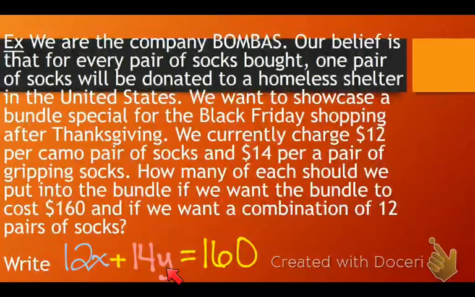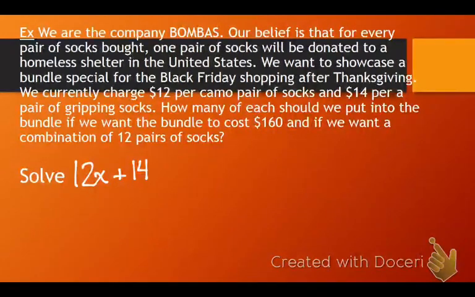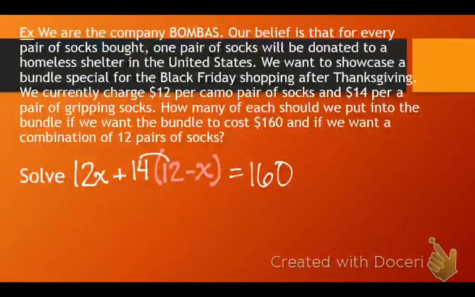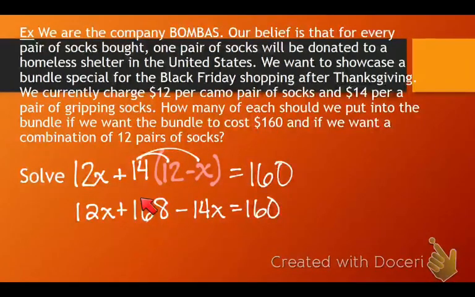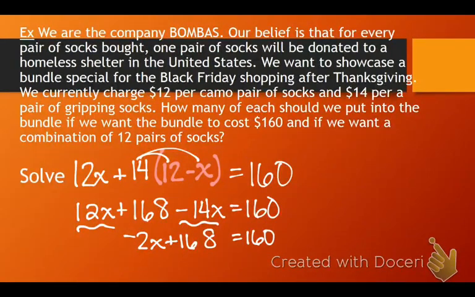So when I start solving, I'm going to change this y. When I start solving 12x plus 14, instead of a y, I'm going to put 12 minus the x. If 12 is in the bundle and I take away the amount of camo, I get the gripping number of socks. We're to the solving part, so let's distribute. $14 times 12 gives us 168. Take away 14x. Let's get like terms together. So 12 and negative 14. So we've got negative 2x plus 168 equals 160.